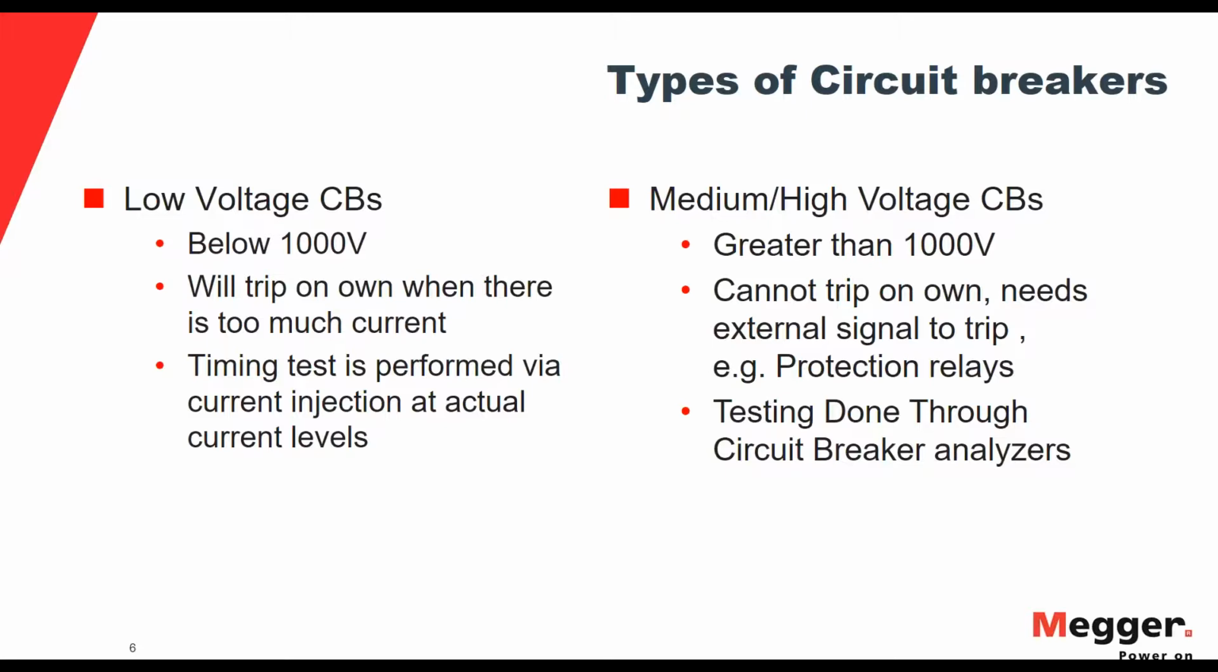While in medium and high voltage situations, which are usually greater than 1 kilovolt, these circuit breakers usually do not have the protection implemented directly inside them. Usually they will receive a contact from a protection relay outside them, thus having no actual operation in them, so they are remotely controlled. Usually these will be tested using circuit breaker analyzer devices.